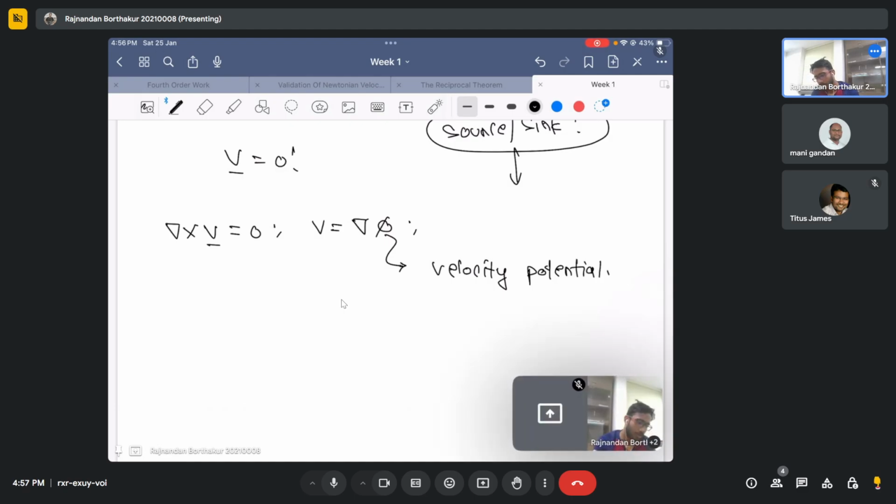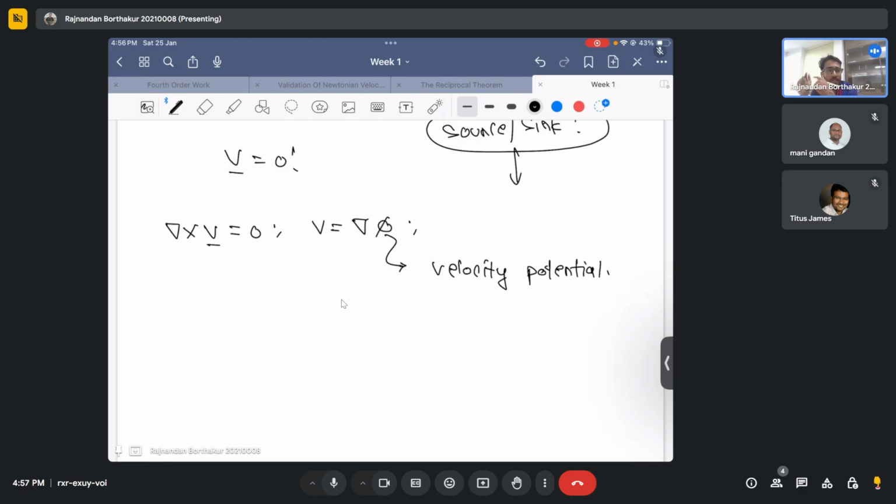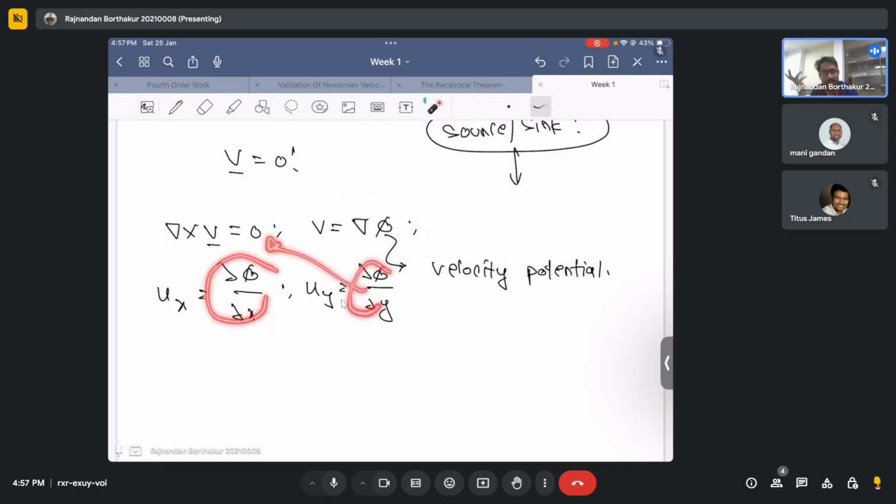Now, as I said, if your flow is incompressible, you can define a stream function. And if your flow is irrotational, you can define your velocity as the gradient of a scalar function, which is known as the velocity potential. You can show that your x direction velocity in the Cartesian frame is nothing but del phi by del x, and your y direction velocity is del phi by del y. Just substitute this here, and you can show that this is indeed satisfied, just as we did for the stream function.